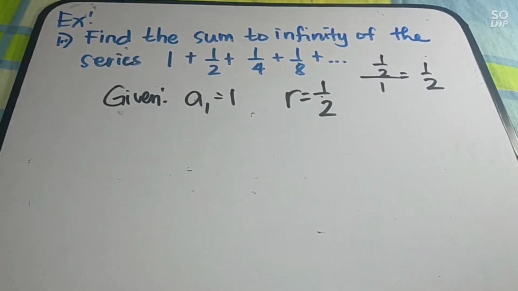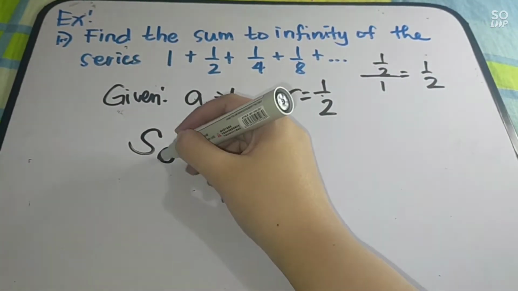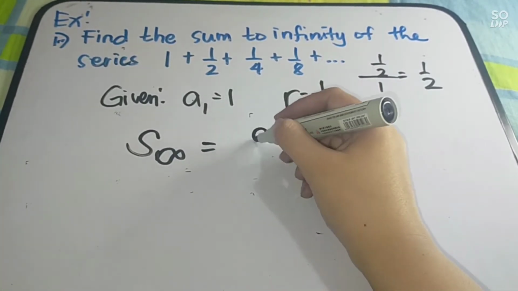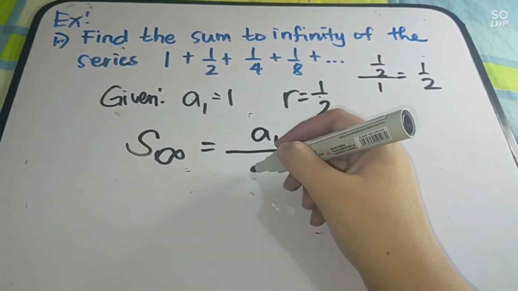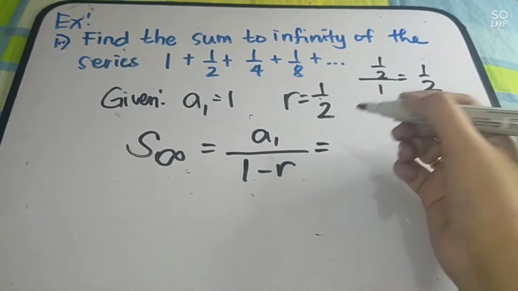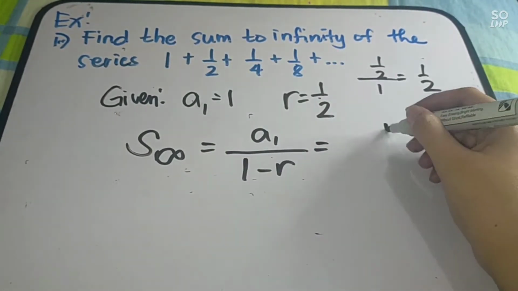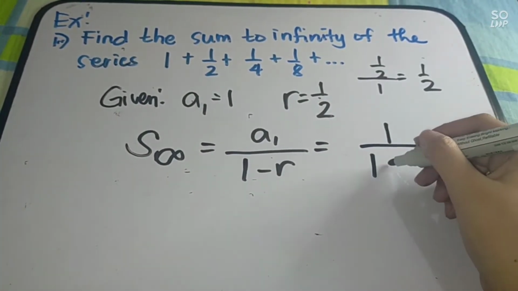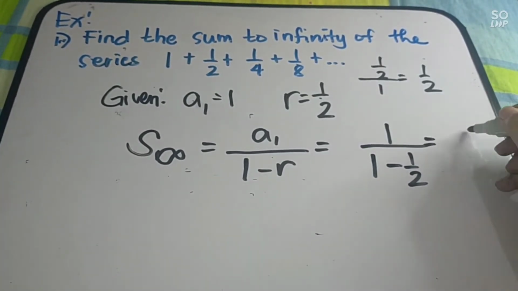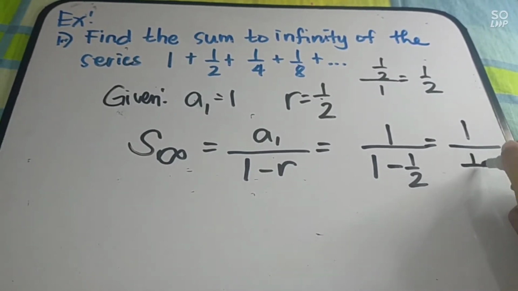So, you can use your formula. The formula for the sum of infinity is S sub infinity is equal to a sub 1 over 1 minus r. You just substitute. Your a sub 1 is 1, over 1 minus your r, which is 1 half. So, it is equal to 1 over 1 minus 1 half, which is 1 half.